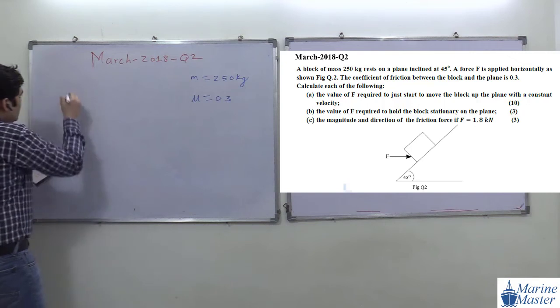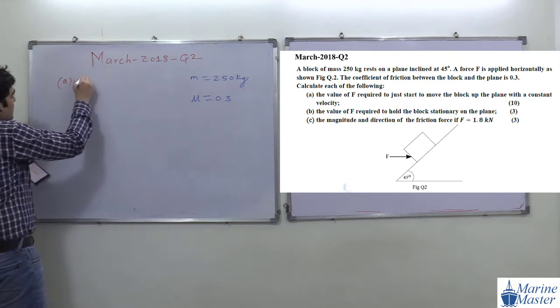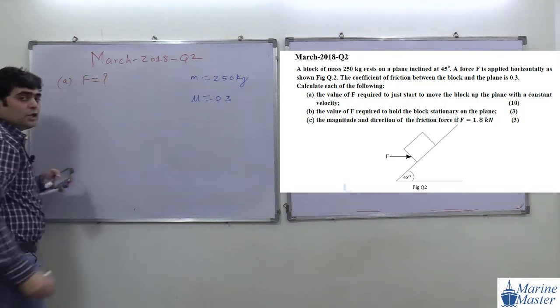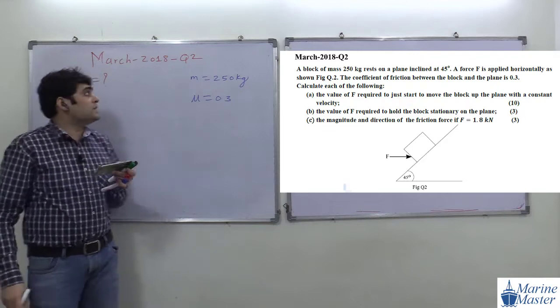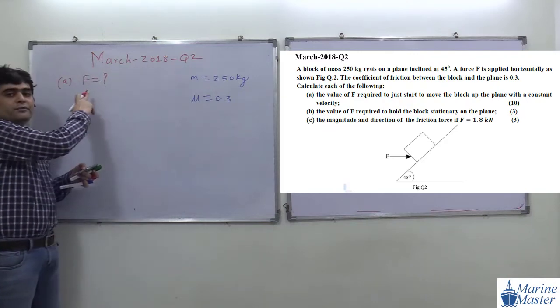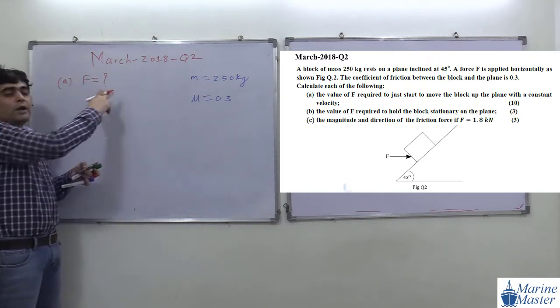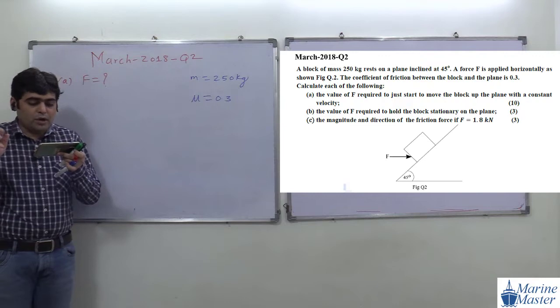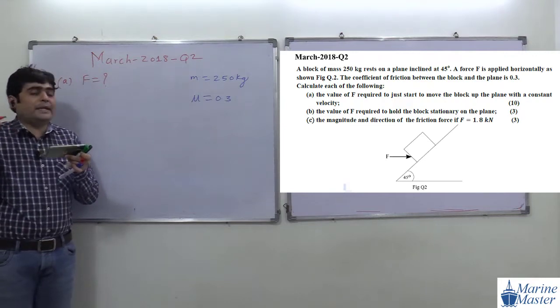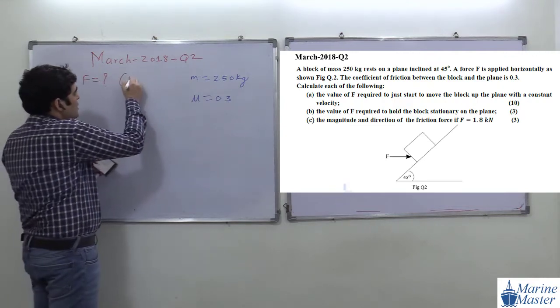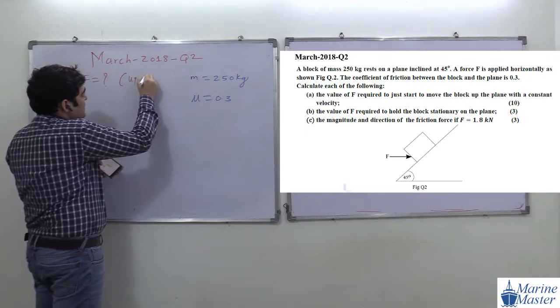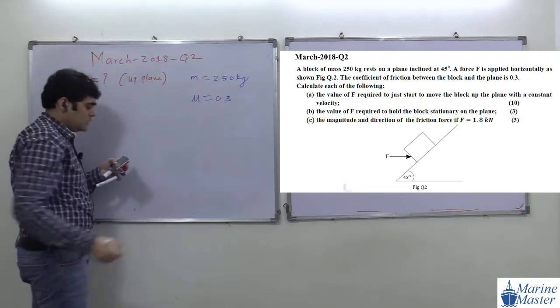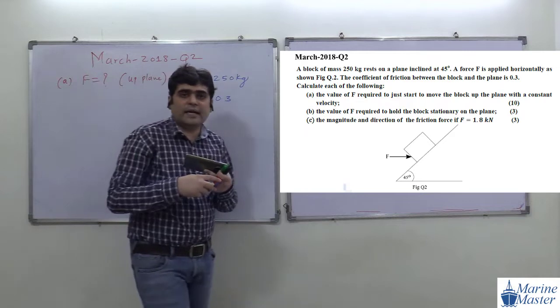So what is our target in A part? We have to find out the value of F. For what purpose? To move the block up the plane. That is our target in A part.